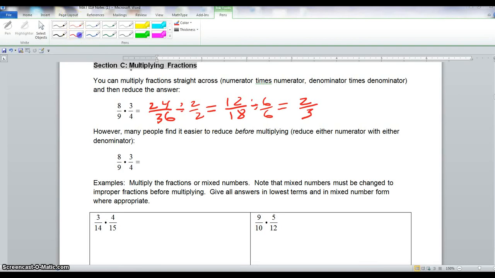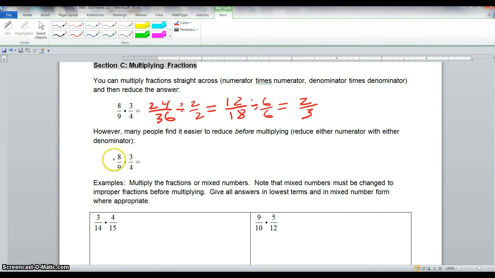Picking up where we left off, it says, however, many people find it easier to reduce before multiplying. Reduce either numerator with either denominator. So we will look here. First of all, we know 8 and 9 do not have anything in common except 1. But you notice 8 and 4 do. Both of them can be divided evenly by 4.